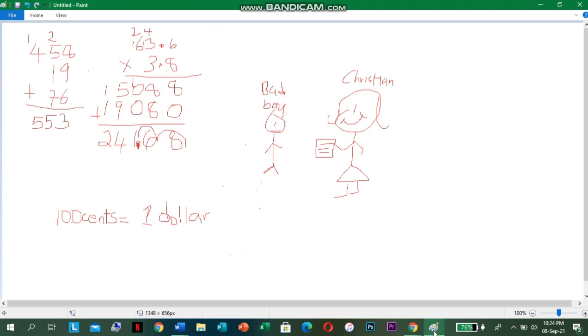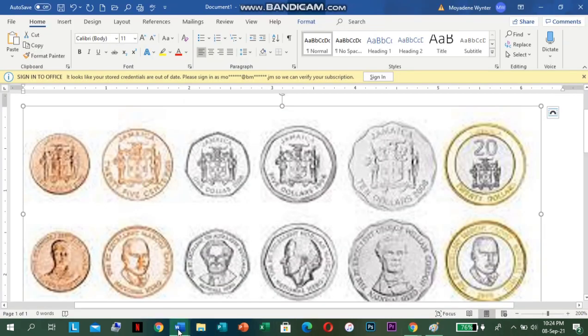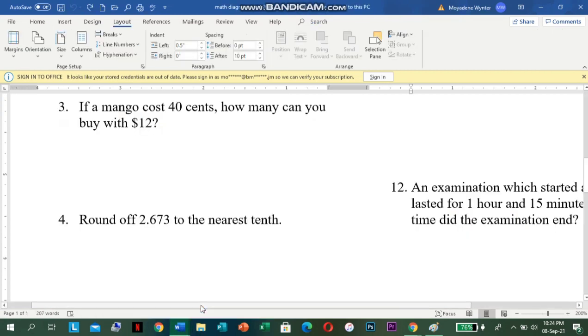Let me go back to the maths. If 100 cents makes $1, that means we are going to multiply $12 times 100. We are going to multiply this $12 times 100 cents to do the conversion.